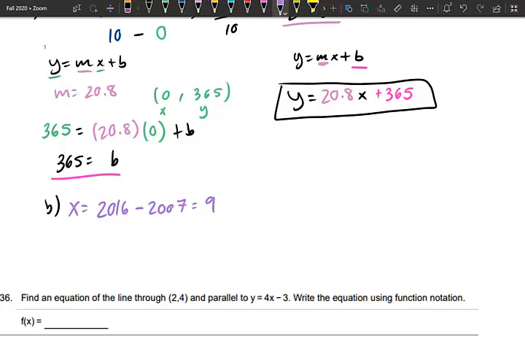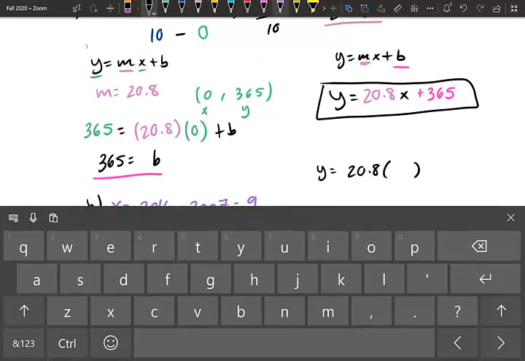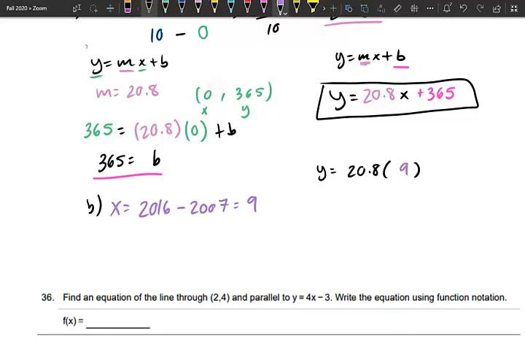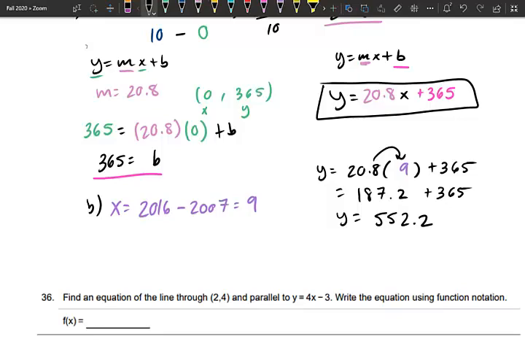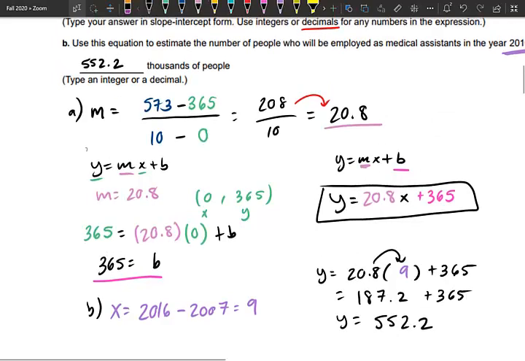So we're going to plug in x as 9. So we have y equals 20.8x, which is 9, plus 365. 20.8 times 9, we get 187.2 plus 365. And when we add 365 to that, we get 552.2. So we're going to put that up here. It says to use integer or decimal, so we're going to use our decimal. So we have 552.2 thousand people in 2017. Or sorry, 2016.